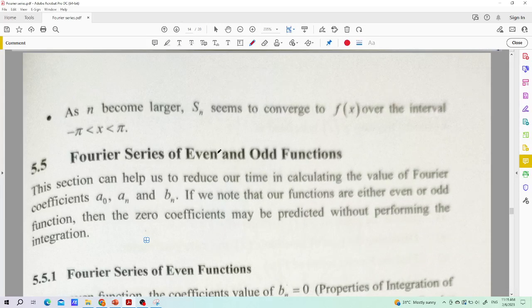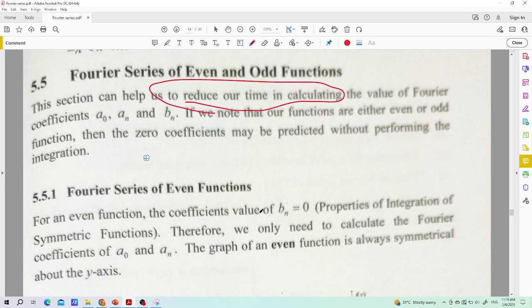Okay, Fourier series of even and odd functions is a subtopic to help us reduce our calculation time. Just a few simple techniques to make us skip a few calculations by using these properties.